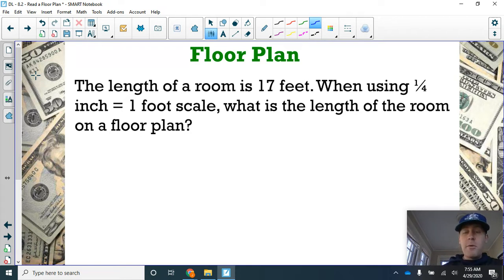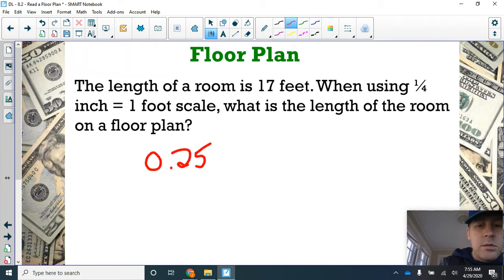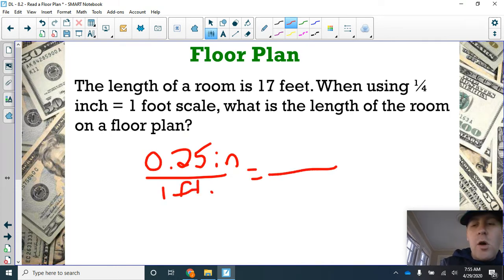We're going to start the same way we did the last one by setting up our first fraction using the scale of our floor plan. So we're going to say 0.25 inches, or 1/4 inch, represents 1 foot. Now, since we know how many feet we have, that number has to go on the bottom. See how that corresponds? Real life distance on the bottom, real life distance on the bottom. And we don't know what that would be on the floor plan.